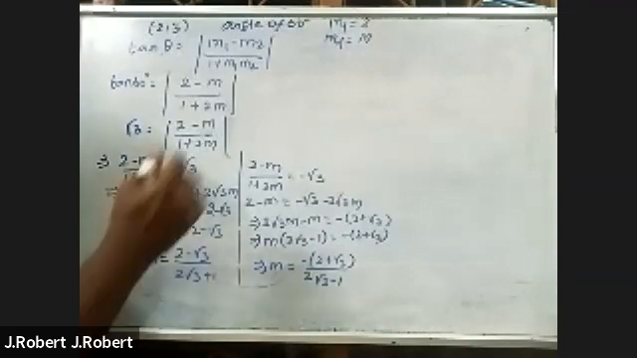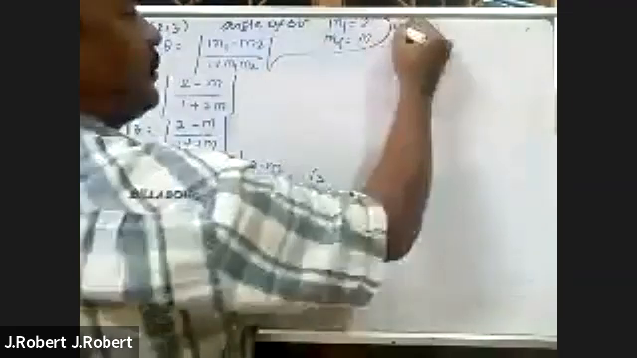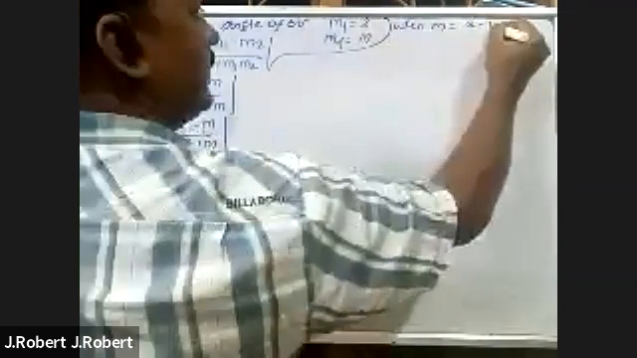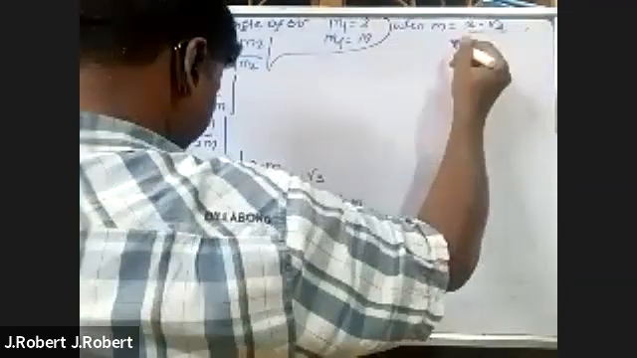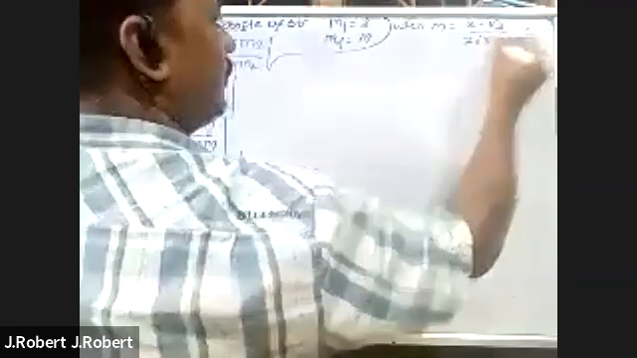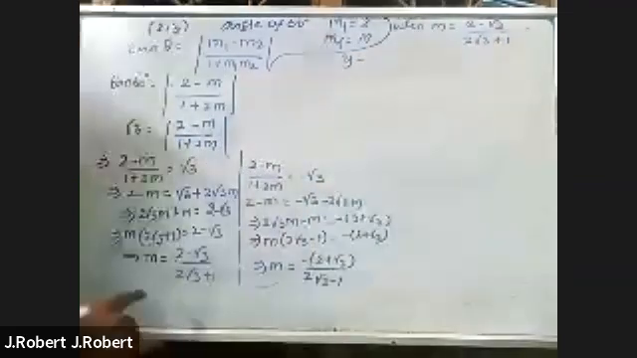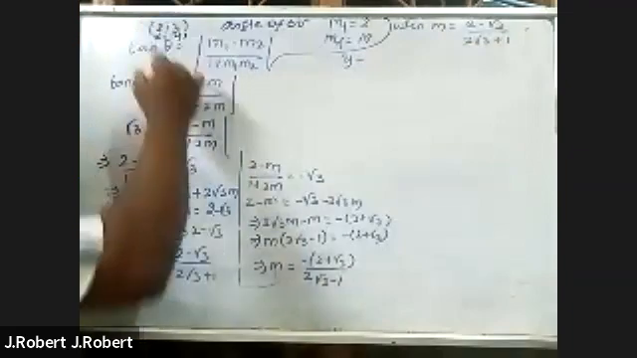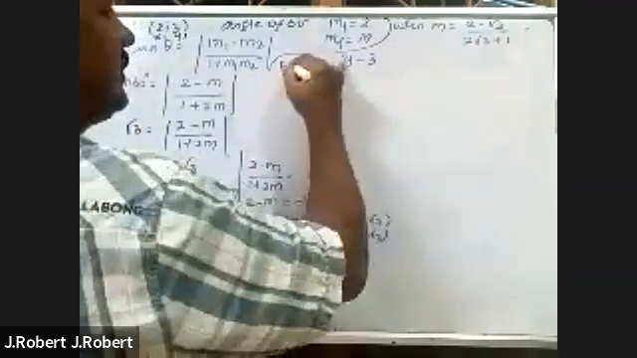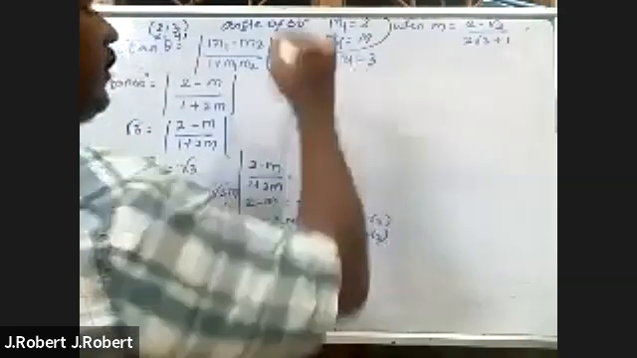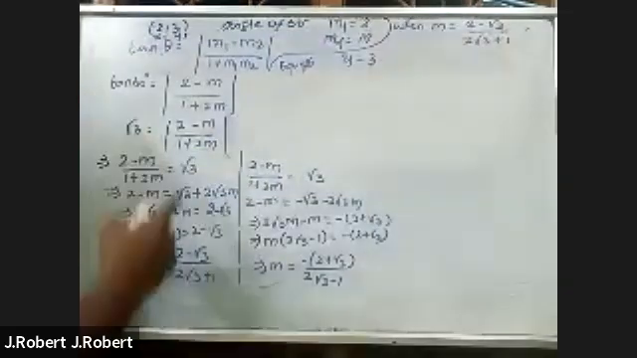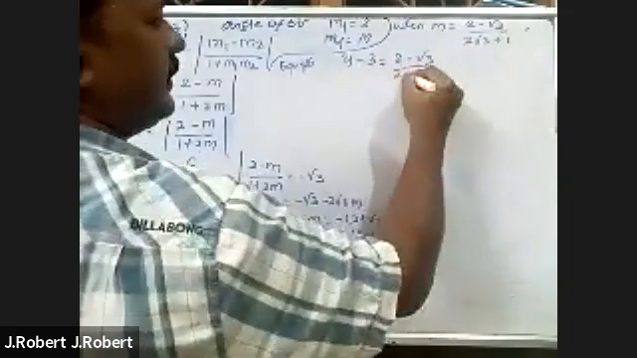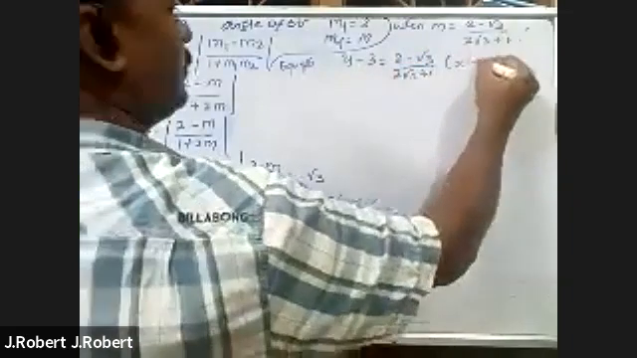We have formed two lines. The first line, when m is equal to 2 minus root 3 divided by 2 root 3 plus 1: y minus y1. What is y minus y1? The point is given as 2, 3, this is x1, y1. The equation passing through one point with a slope: y minus 3 is equal to 2 minus root 3 divided by 2 root 3 plus 1 into x minus 2.